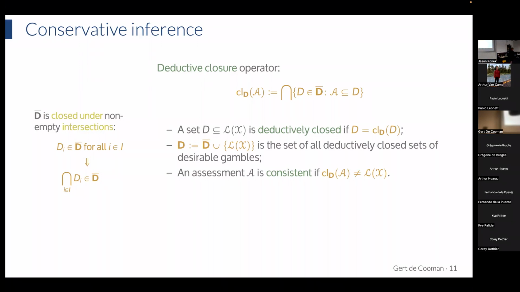So closure, all limit points will be in the set. Is that what you mean by closure? No, it's not topological closure. It's deductive closure. If you have a set of propositions, the deductive closure is all the propositions that you can derive by doing propositional logic.